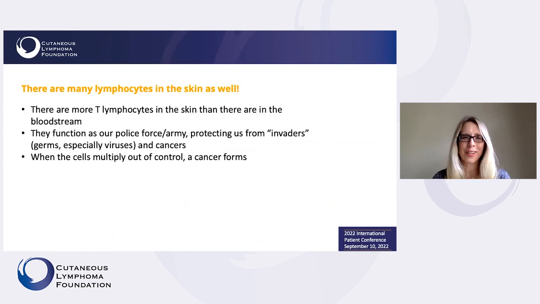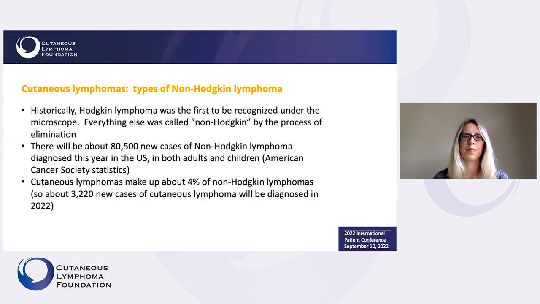But as a dermatologist, I want to highlight that there are many, many lymphocytes in the skin as well. There's actually more T lymphocytes in our skin than there are in our bloodstream. And those T lymphocytes circulate through our skin and through our body as our police force or our army, protecting us from germs, especially viruses, and then also protecting us from developing cancers. But when these lymphocytes multiply out of control, a cancer forms.